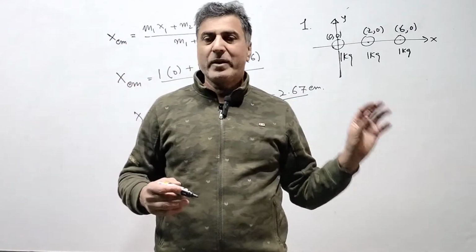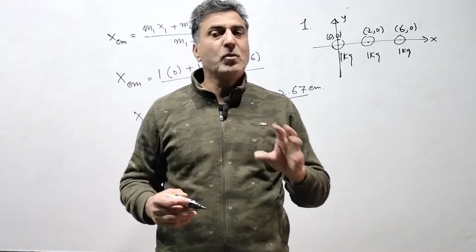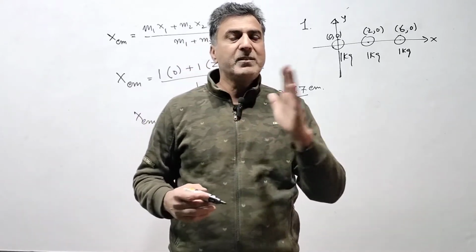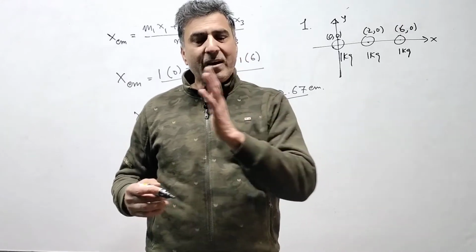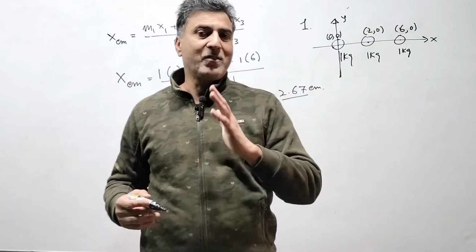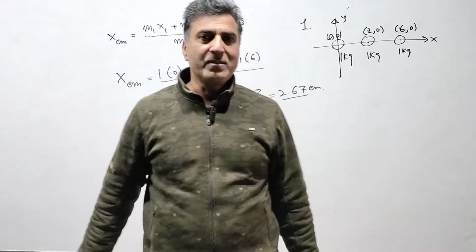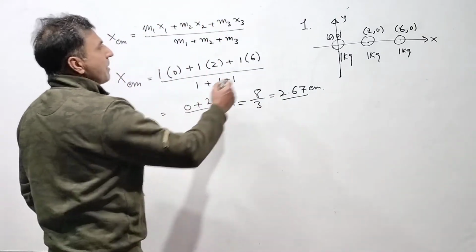If the areas are given, then we can write the equation in terms of area. But in that case, all the bodies must be of the same material. I mean their density must be the same. If there are different densities, then we do have to write down the masses of the individual bodies. And this is problem number first.